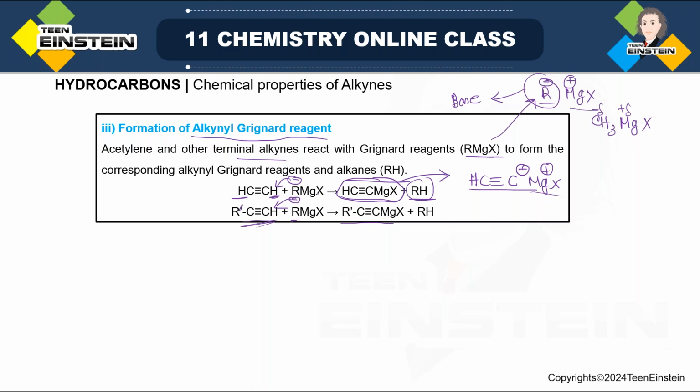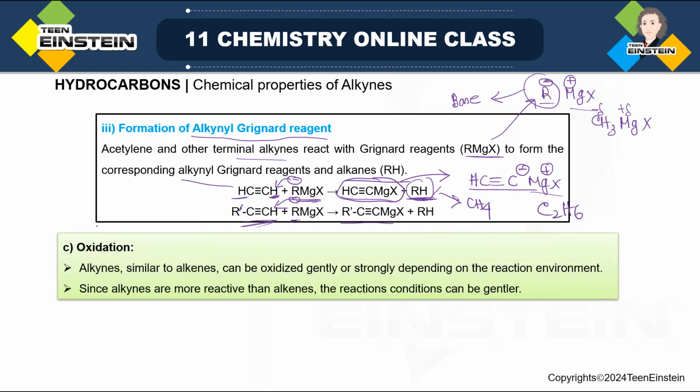So if it is CH3MgX, then RH will be methane. If it is CH3CH2MgX, it will be CH3CH2 with another H, that means CH3CH3, which is nothing but C2H6. So it depends, but alkane formation is possible. And this is an alkynyl Grignard reagent because you have some alkyl group. So this is the third reaction, and this is done. That is a total of 3 reactions we have discussed under the acidic nature of these terminal alkynes.